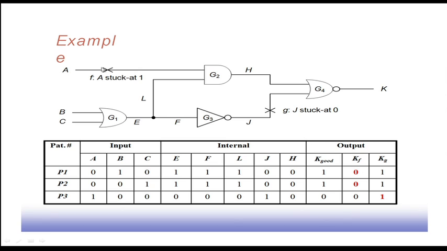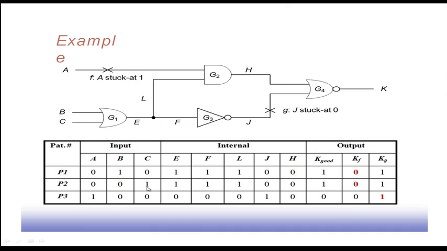Now, if we assume that the fault F is present in the circuit, then what will happen? In the absence of the fault, line H was equal to 0. Now this line is stuck at 1. So, this line is 1, and B and C, at least one of them is 1.